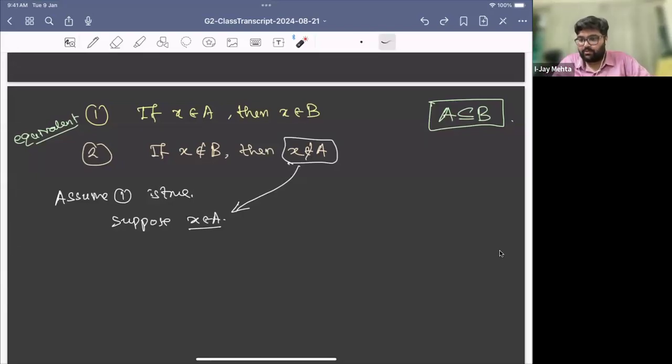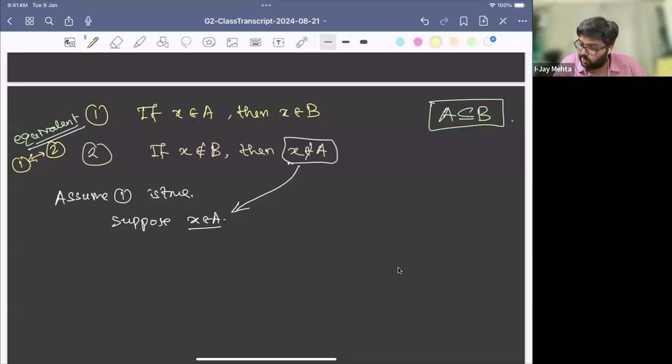Okay, so what we want to show is they are equivalent. What is the meaning of equivalent? Equivalent means if one is true, then two is also true, and if two is true, then one is also true. So if I assume any one, I can conclude the other. I can prove the other. This is the meaning of equivalent.